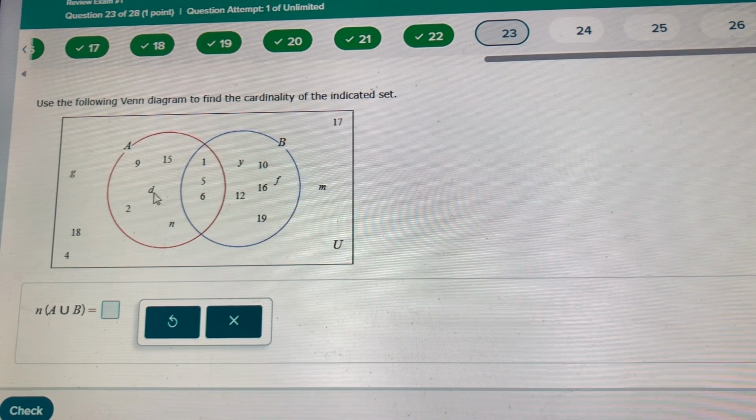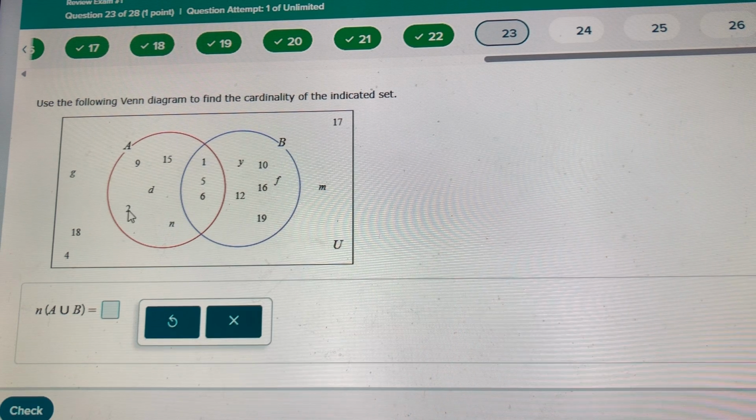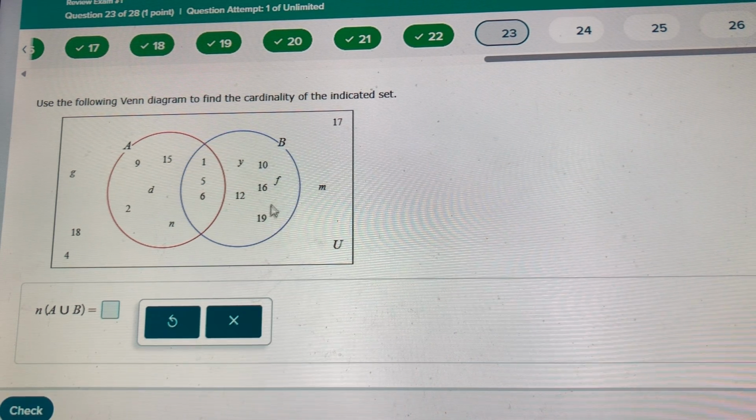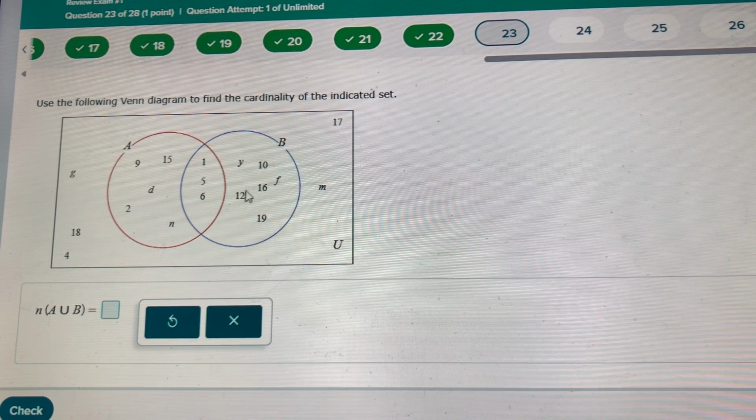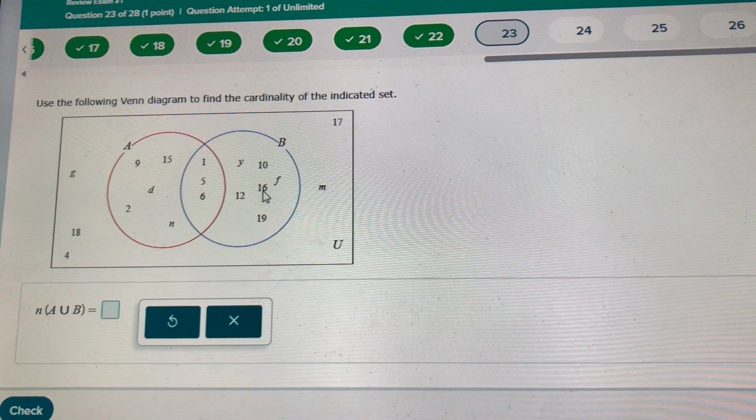Well, and the letters count too. 1, 2, not this capital letter, but the little letters. 1, 2, 3, 4, 5. There's 5 things that are only in A. There's 3 that are in both. And then there's 1, 2, 3, 4, 5, 6 that are only in B. So it's 5 plus 3 is 8. 9, 10, 11, 12, 13, 14.